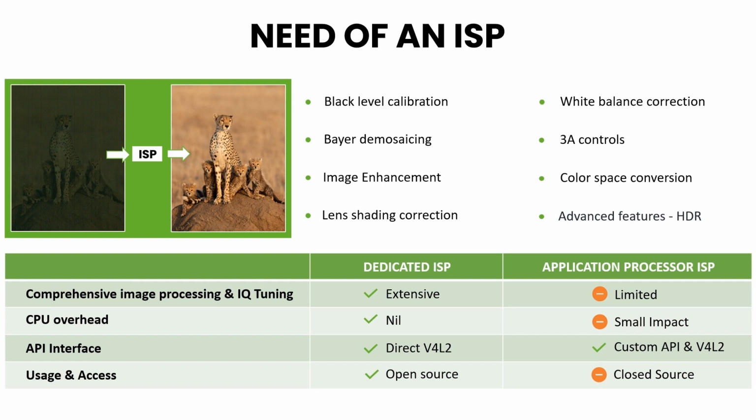The ISP, of course, is not required in the case of a monochrome camera, but for a color camera, it is a necessity. I hope that information was useful in understanding what an ISP is and what it does. There are two ways to use an ISP in the camera. One is by using a dedicated ISP chip, and the other is by utilizing the ISP present in the host processor.